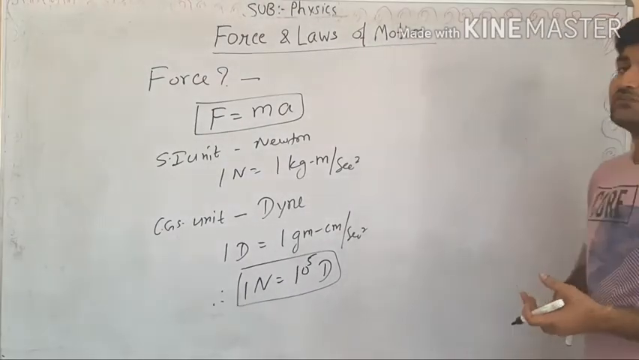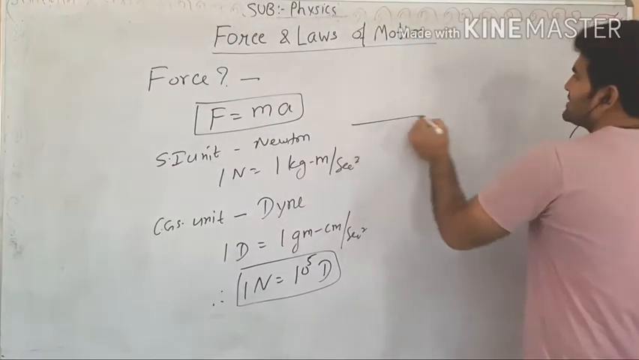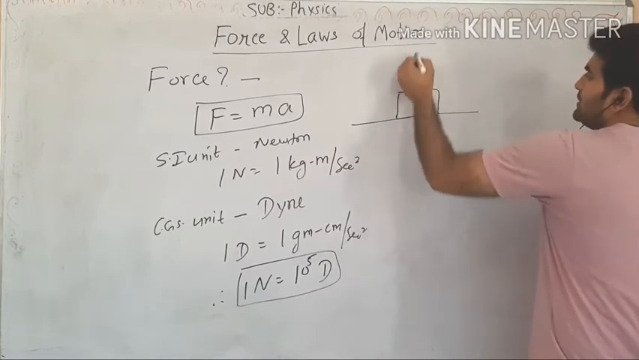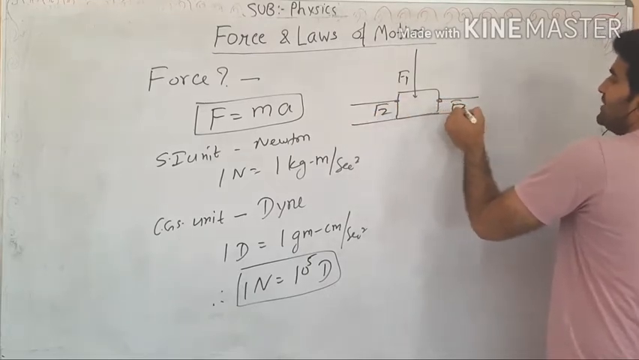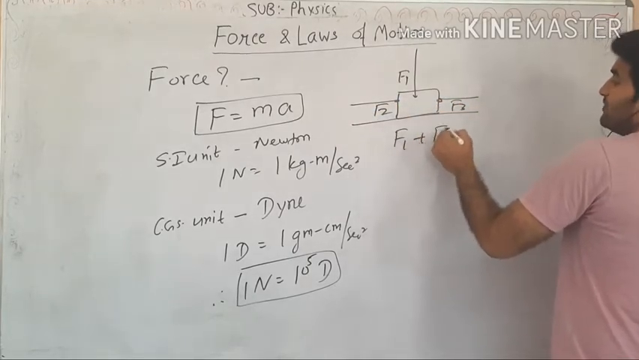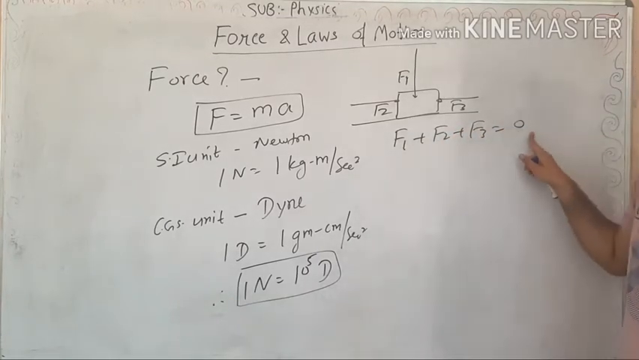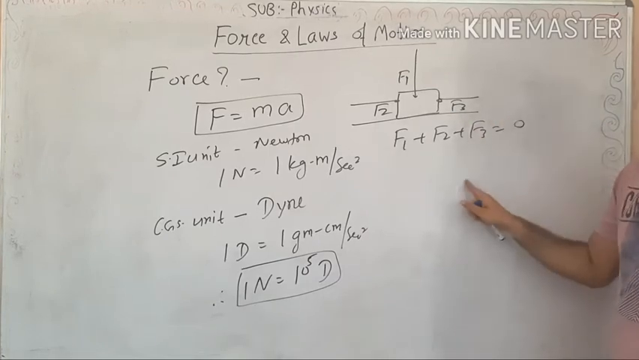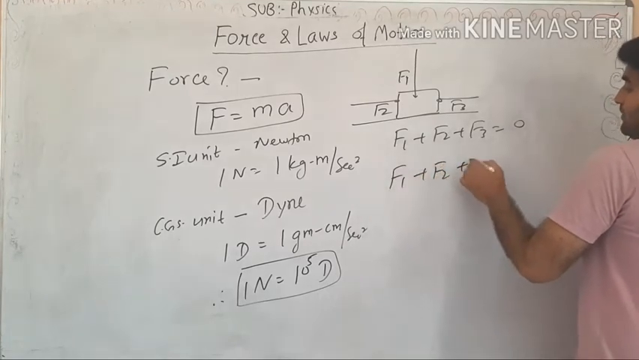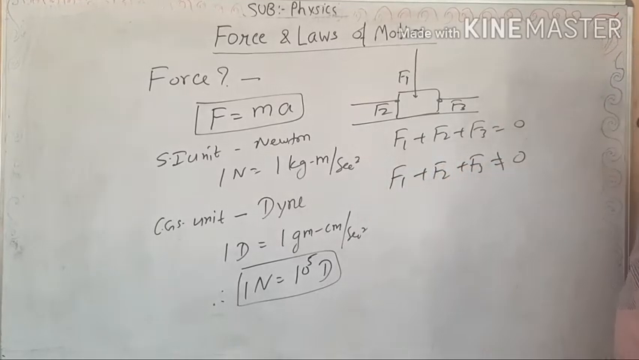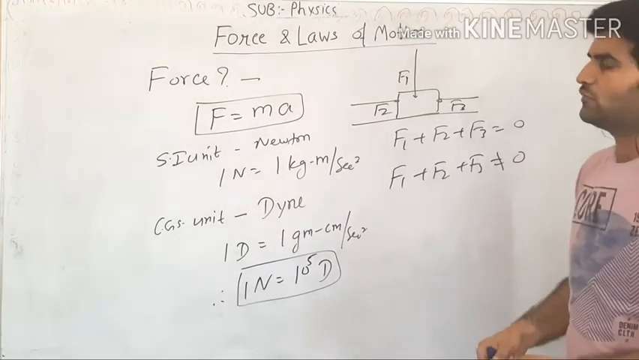We can also classify force as balanced and unbalanced forces. Balanced forces: for example, there is a particular point, a body, and there are some forces acting on it, F1, F2 and F3. When F1 plus F2 plus F3 equals 0, meaning all acting forces sum to 0, these are called balanced forces. If F1 plus F2 plus F3 is not equal to 0, this will be called unbalanced forces. So this is the basic difference between balanced and unbalanced forces.